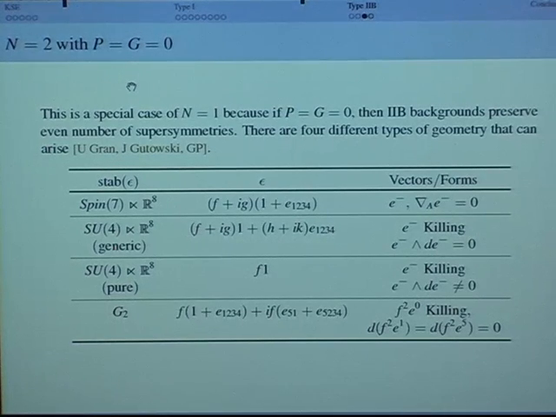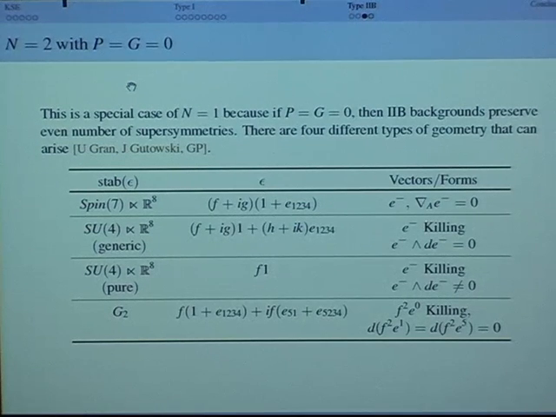Now with generic, I mean that f, g, h, and k are generic functions of the spacetime. The pure case is where the Killing spinor actually is a pure spinor. And they have distinct properties. In the first case, the Spin(7), this spacetime admits a parallel null one-form, and so it's a pp-wave propagating on a holonomy Spin(7) manifold.